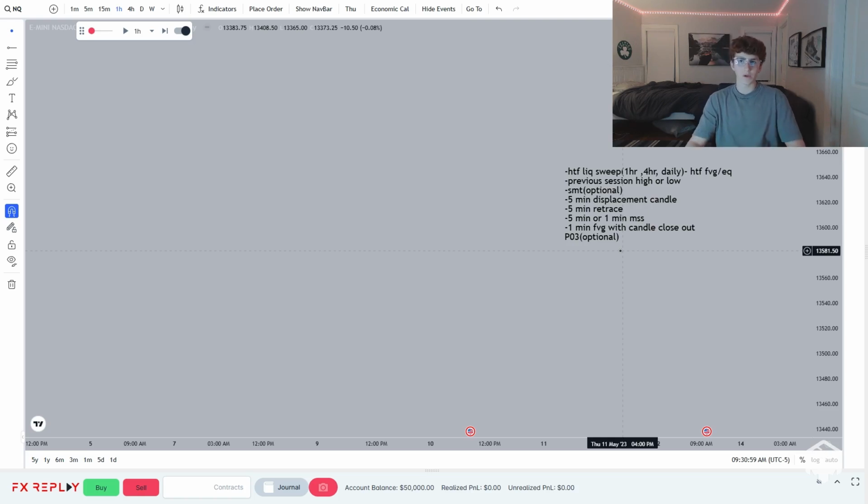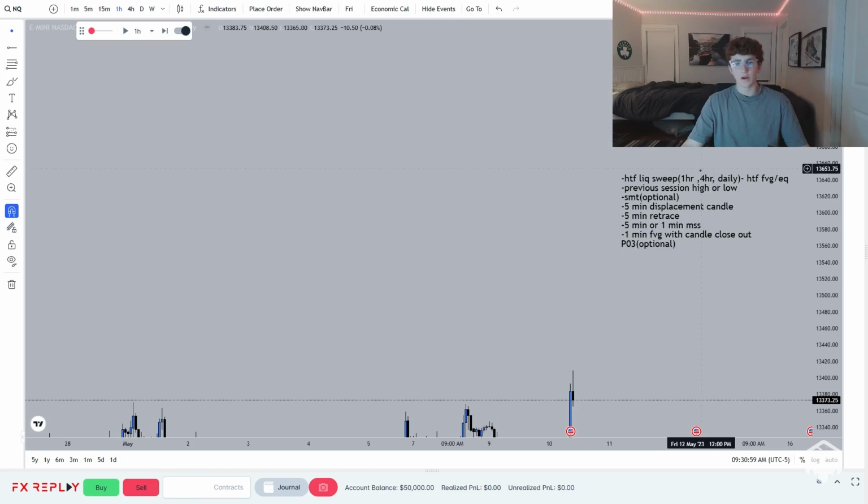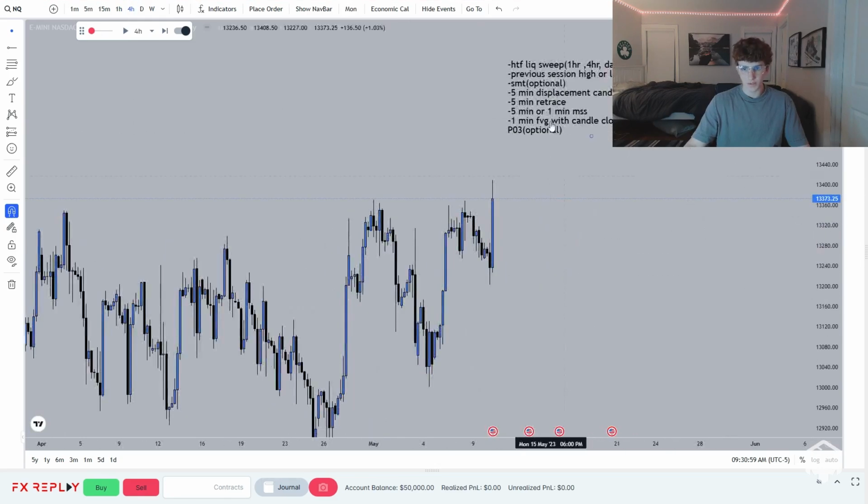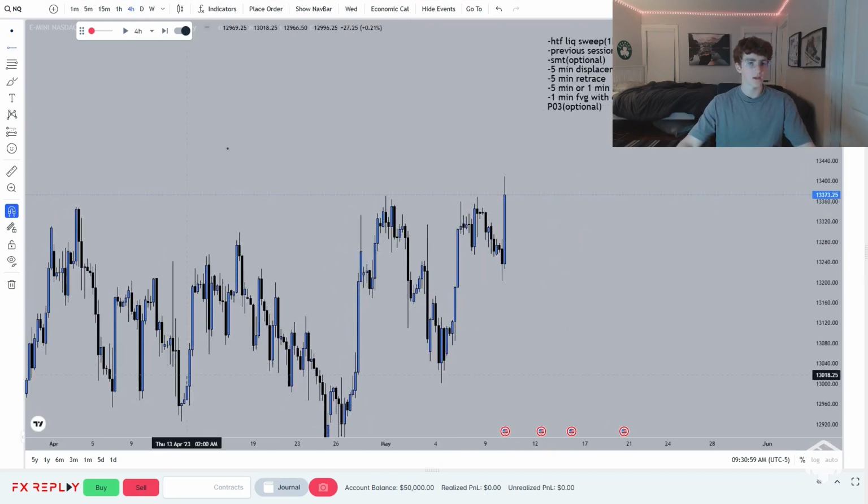You're going to get that 1 minute market structure shift, and then you just need a fair value gap with the candle close out. And again, PO3 is optional, another optional confluence. Okay, that's it. If you understand what the 2022 ICT model is, this is pretty similar. But so yeah, I'm just going to show you guys what it looks like live.